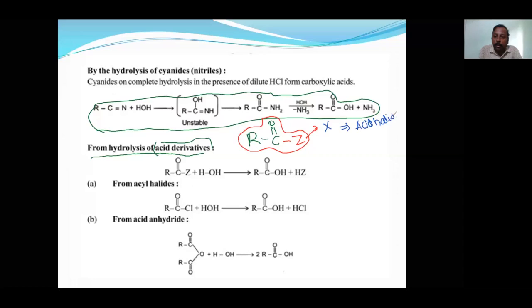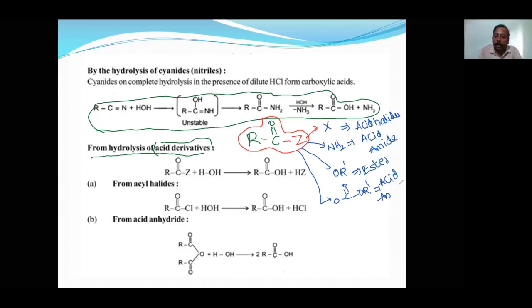What are they called? Acid halide, RCOX. Suppose in place of the Z, if it is NH2, then it is called an acid amide. And in place of the Z, if it is OR', then it is called an ester. And in place of the Z, if it is O, C double bond O, R', then it is called an acid anhydride.